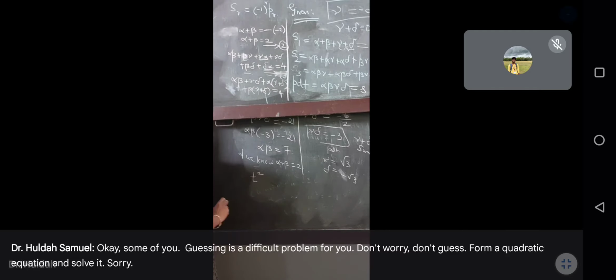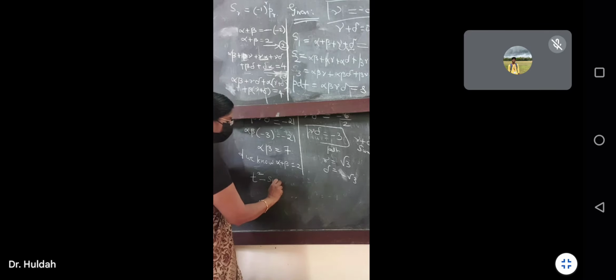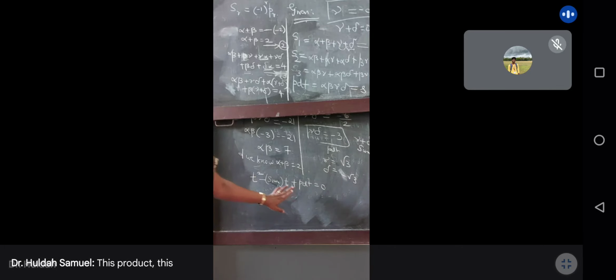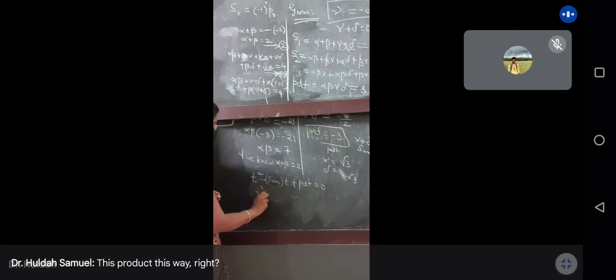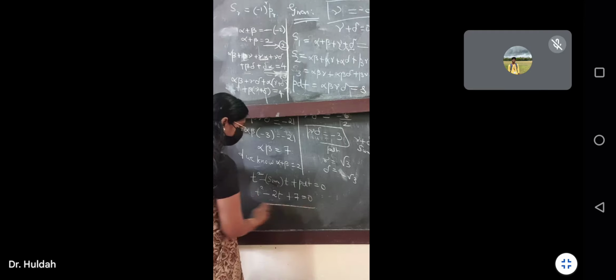If p square is given, we use x: p square minus sum of the root into p plus product of the root. Correct? This will be the quadratic. We write p square minus sum, which is 2, plus product, which is 7. This is the quadratic.